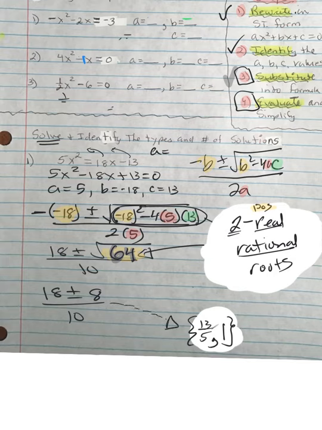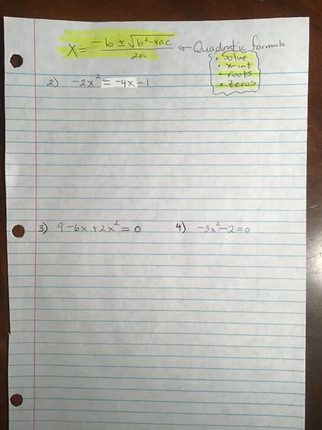Okay, so let's look at some more quadratic formula problems. Solve by using the quadratic formula. You need to memorize the quadratic formula: negative b plus or minus the square root of b squared minus 4ac, 4 times a times c, all divided by 2a. And remember, the quadratic formula finds the solutions, which are the x-intercepts, also called the roots, which are also known as the zeros of the function.